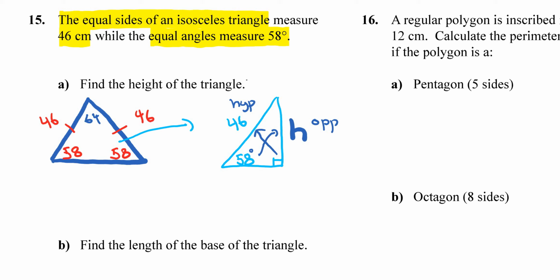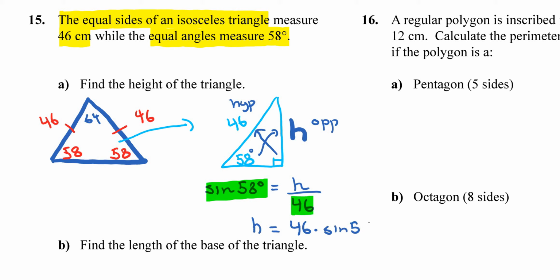So the trig ratio that connects the opposite and the hypotenuse is going to be the sine function. So sine of 58 degrees equals the opposite, which is your height, divided by your hypotenuse, which is 46. So now your height would equal 46 times sine of 58. Let me just quickly do that on my calculator here. 46 times sine of 58 is going to be 39.01, and it'll be centimeters. So that's the height of that isosceles triangle.